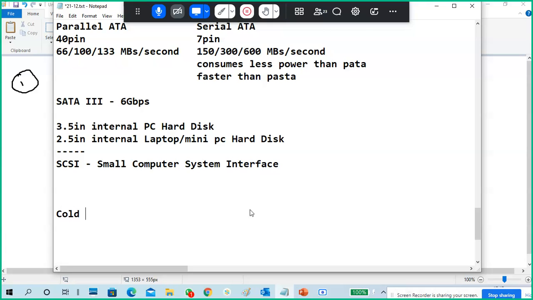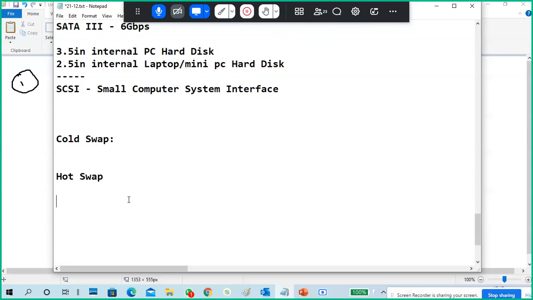Anybody having an idea? Cold swap. What is swap? Means changing, right? So you exchange or replace, connect, disconnect. So this is like a swap. Cold swap means if you have a system, and inside your system whatever devices are there, you want to disconnect it and replace the device.